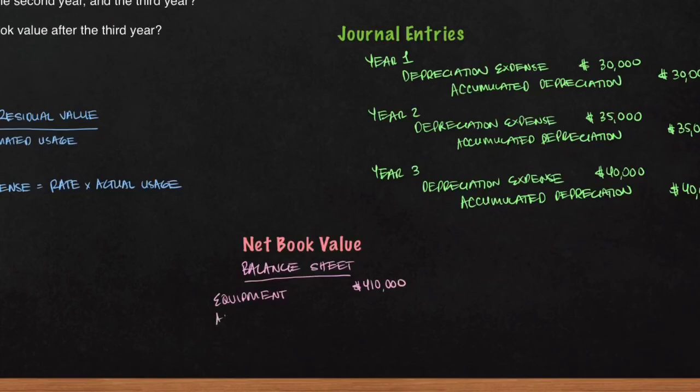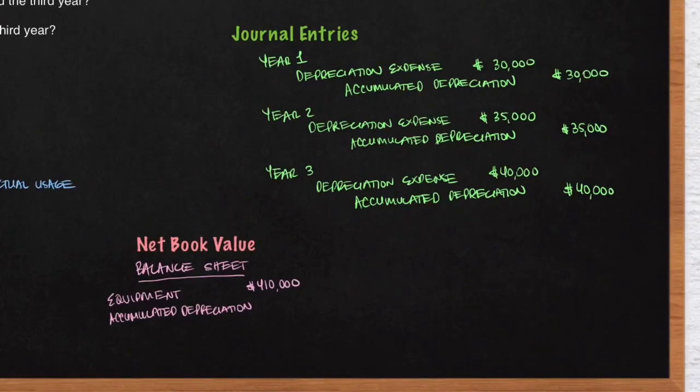Our equipment is $410,000, and right underneath it is the contra asset, the accumulated depreciation account, which will bring down the equipment account. So after year 3, really you're just adding the 30 plus the 35,000 and the 40,000 because you credited accumulated depreciation for all three. It's in the title, it accumulates. So add those three up and we get 105,000. You're going to subtract that because again, it's a contra asset. And if you take the difference between the 410,000 and the 105,000, that will give you your net book value, in this case of 305,000.